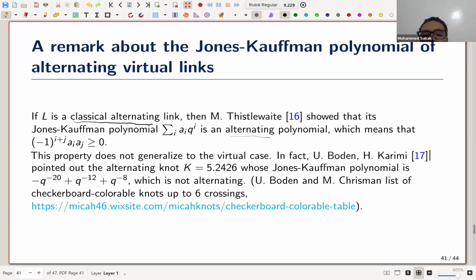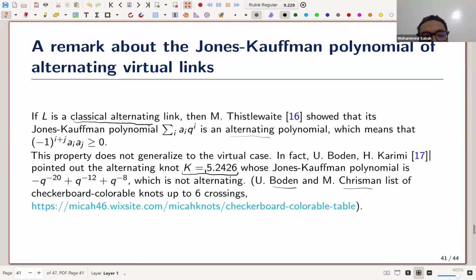In a paper by Boden and Karimi, we find this example here. So this knot, 5.2426, is a reference to the knot in the tables made by Boden and Chrisman. Here is the link here.